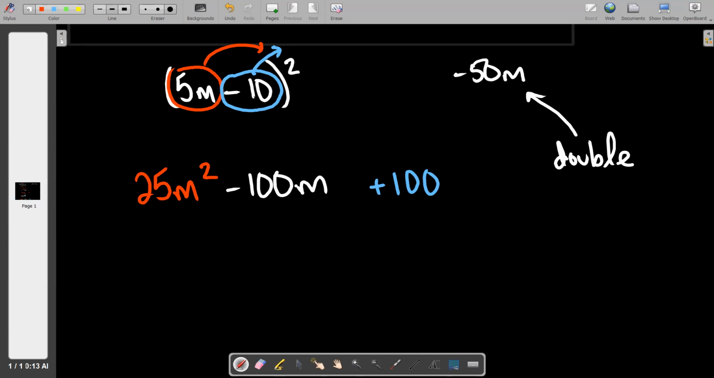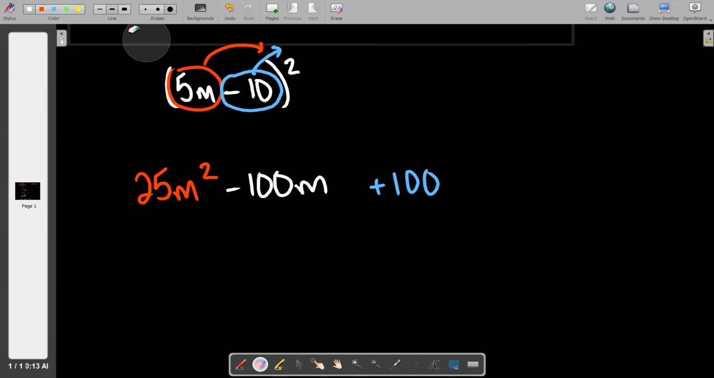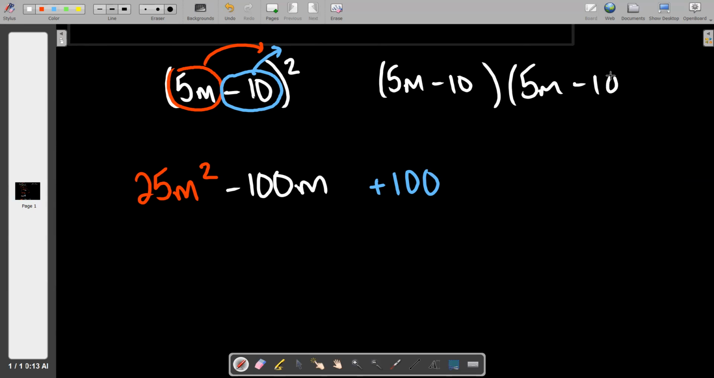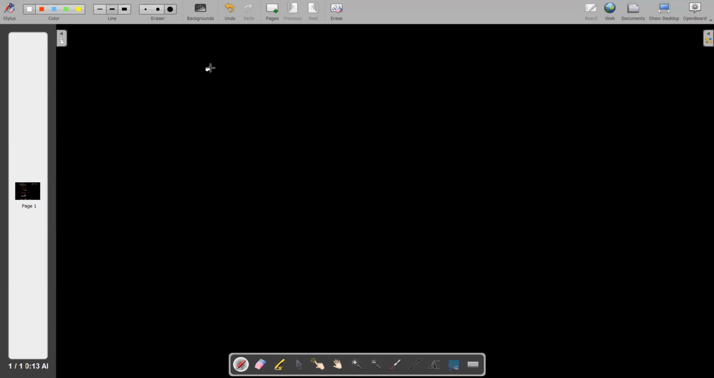But again, I don't want you to feel like there's something wrong with you if you just do it the other way. And that is just write it out. So you could just go 5m minus 10 times 5m minus 10. And get down with your bad self and go through the whole FOIL: first, outer, inner, last. You're going to get to the same place as us. Let's practice again going quicker.